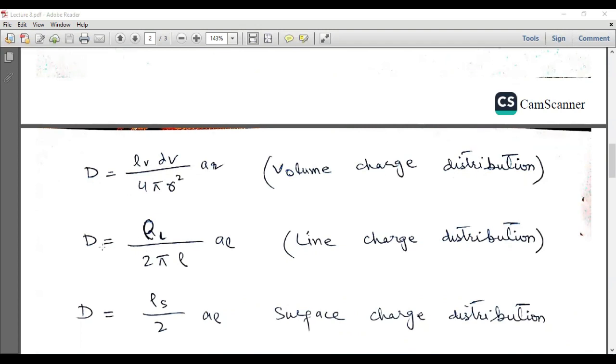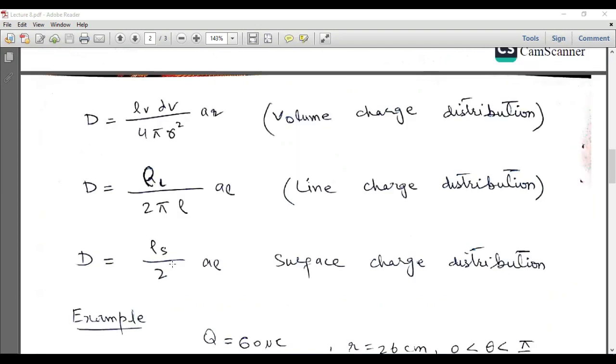If we have a line charge, then D will be equal to rho L over 2 pi rho a rho. Since D is equal to epsilon E, for electric field intensity this was equal to rho L over 2 pi epsilon rho, but for D there will be no epsilon in the denominator. Similarly, for surface charge distribution, D is equal to rho S over 2 a rho, whereas in case of electric field intensity, this expression was equal to rho S over 2 epsilon.